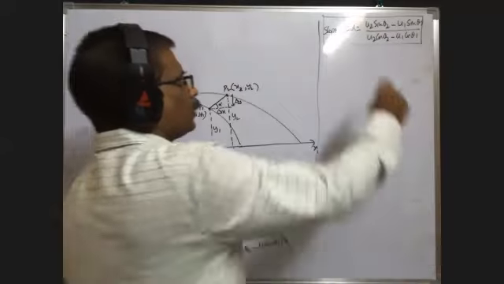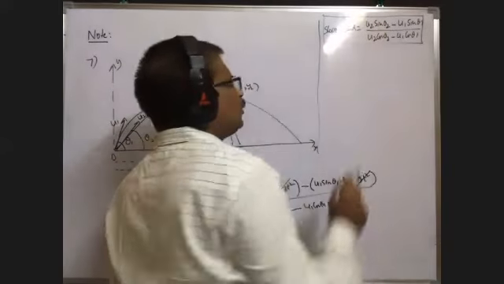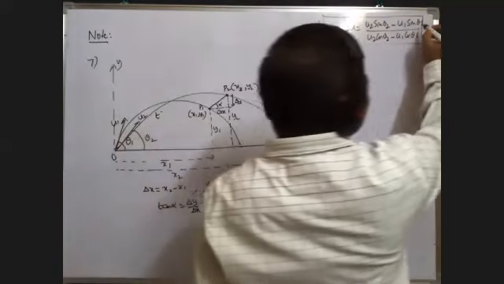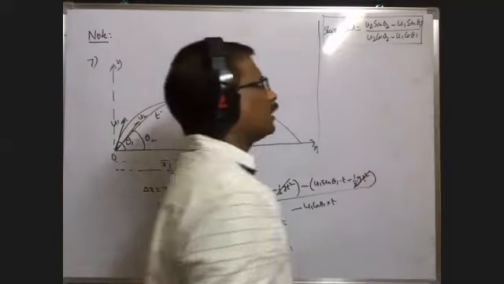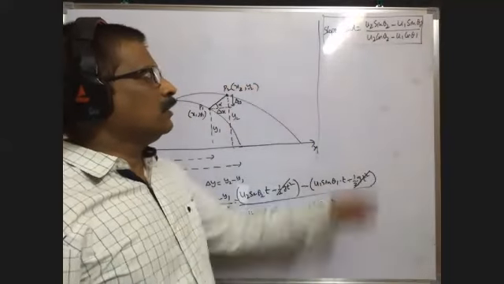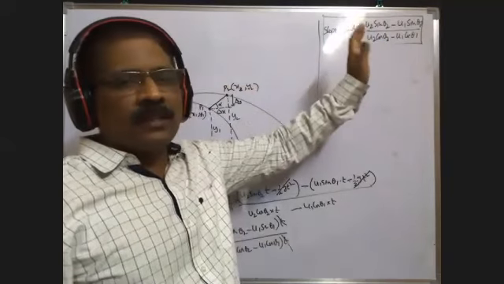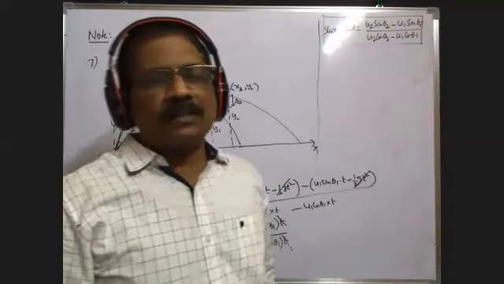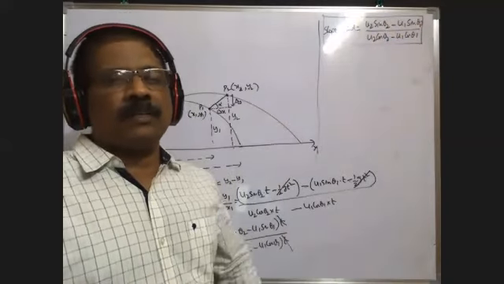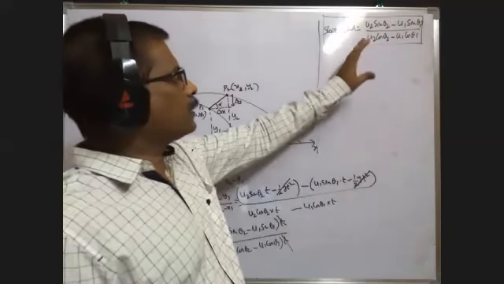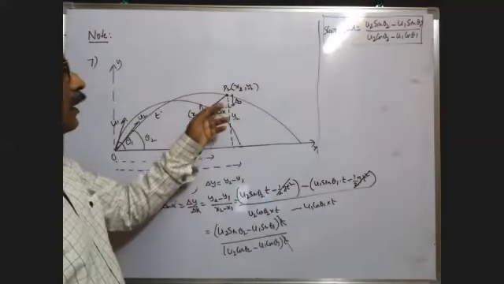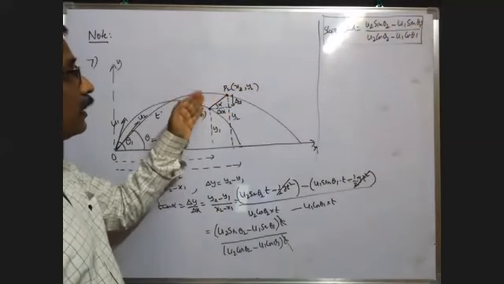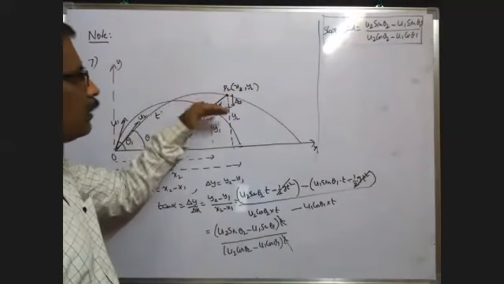Now, what about u2 sin theta 2? That is the initial vertical component of the second projectile. u1 sin theta 1 is the initial vertical component of the first projectile. In the denominator, u2 cos theta 2 is the horizontal component of the second projectile, and u1 cos theta 1 is the horizontal component of velocity of the first projectile. So from this, you will get the angle made by the line joining the two projectiles after t seconds with a horizontal.